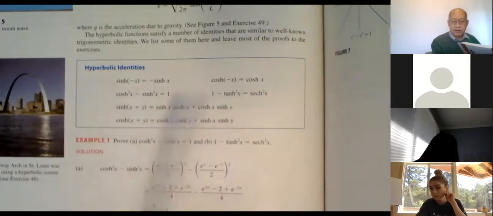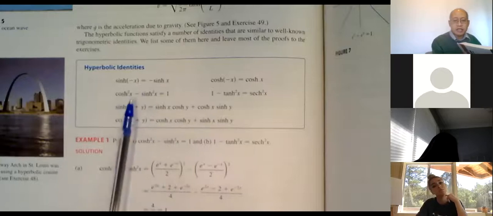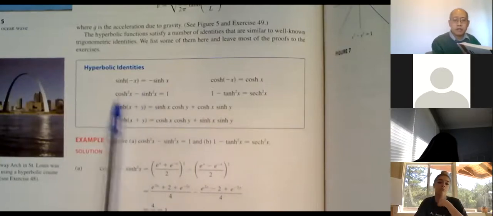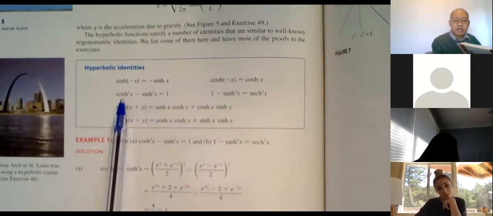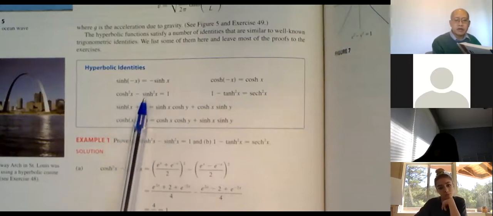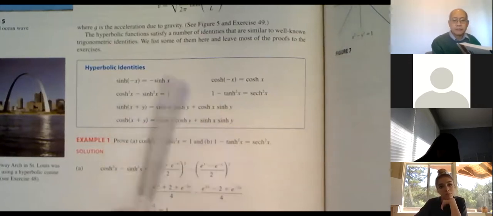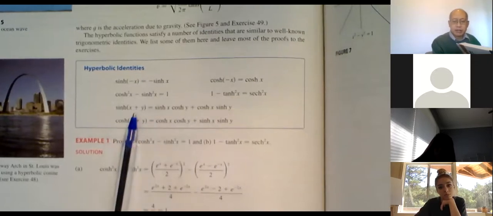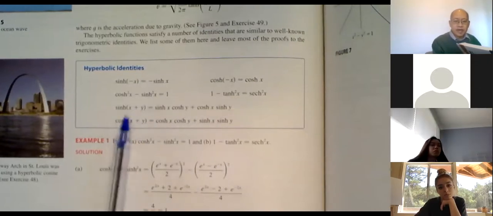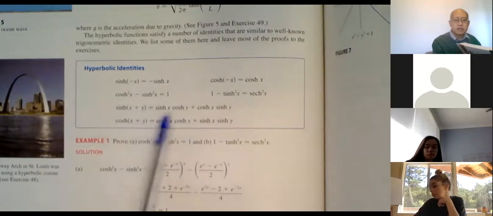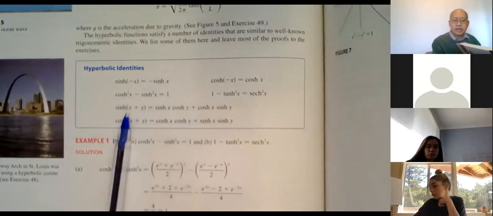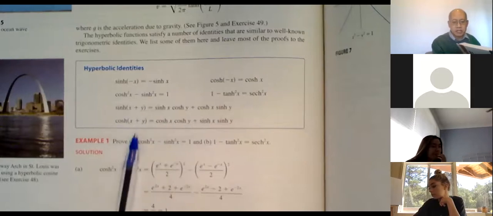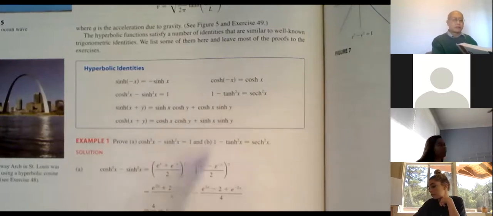But there's some things that are a little bit different. As you notice, we had sine squared plus cosine squared equals 1. It turns out cosh squared minus sinh squared is equal to 1. You have these other weird identities also. That looks like something from trig, right? The sine of x plus y is sine x cosine y plus cosine x sine y. Something similar happens for sinh and cosh. But anyway, don't memorize any of these or don't use any of these. Okay. How about the derivatives?